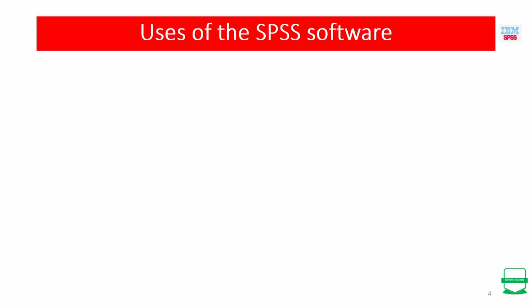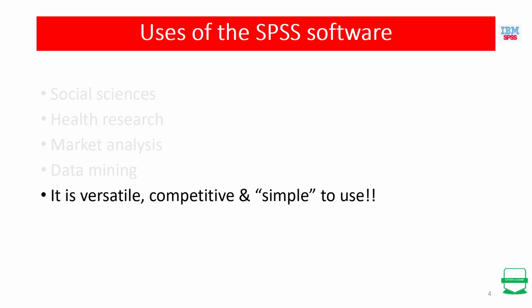What are the uses of SPSS software? Of course, the social sciences use it. It was designed with them in mind. But besides that, people in the health research, biomedical research also get to use it. People can also use it for market analysis, and it's also used for data mining, where you sort out huge chunks of data to find patterns and also to define relationships in the data sets. So once again, it's really a versatile app, very competitive with so many other tools out there, including GraphPad Prism, and Stata, and it is simple to use.